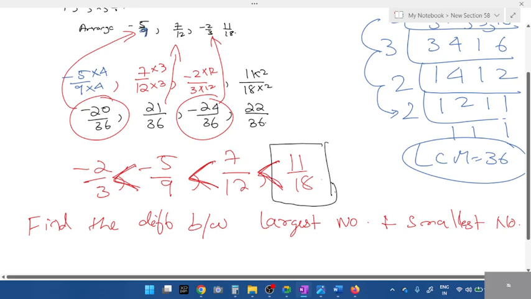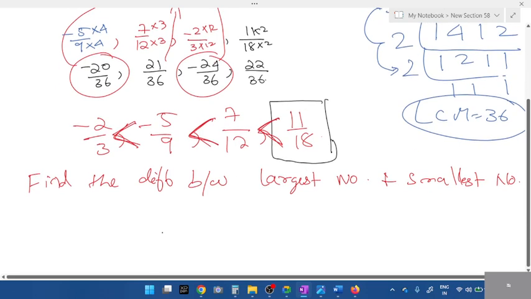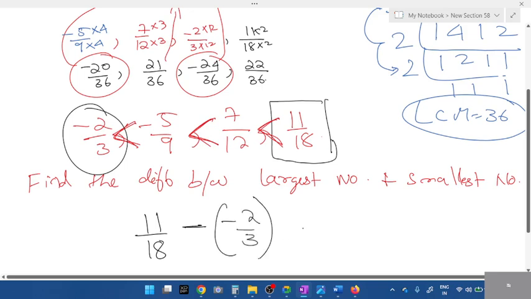11 by 18. So they've asked us to find the difference. Take 11 by 18 minus, since difference is minus, the smallest number, which is minus 2 by 3. You're supposed to write it like this. So 11 by 18, when you open the bracket, minus into minus is plus 2 by 3. Take LCM, complete this answer. You get an LCM, add.